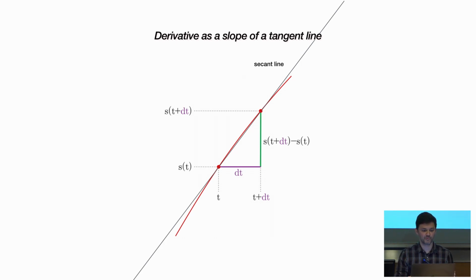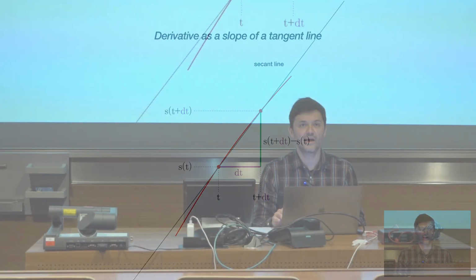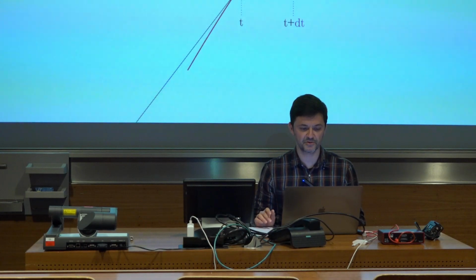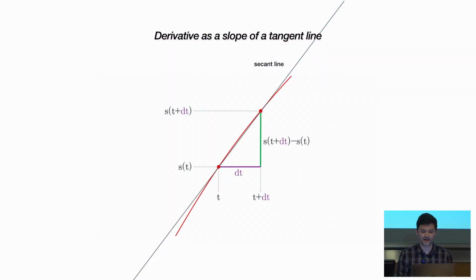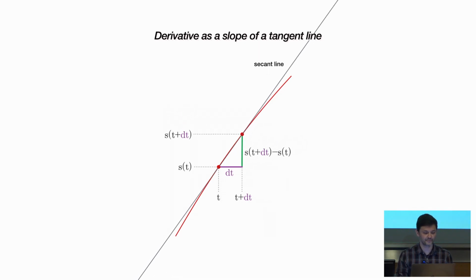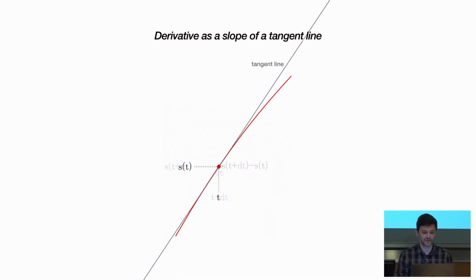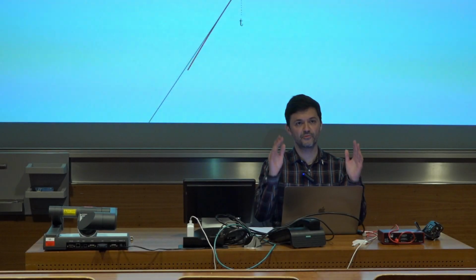And then the question was, what happens as dt is approaching 0? Then, as dt is approaching 0, this ratio of ds to dt is approaching the derivative. And what happens at the same time in terms of this secant line? As dt is shrinking and approaching 0, the secant line is approaching a tangent line at the point t. So from 2 points, we now went to a tangent at a single point in time.